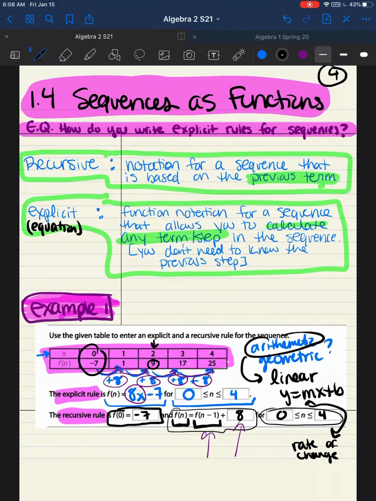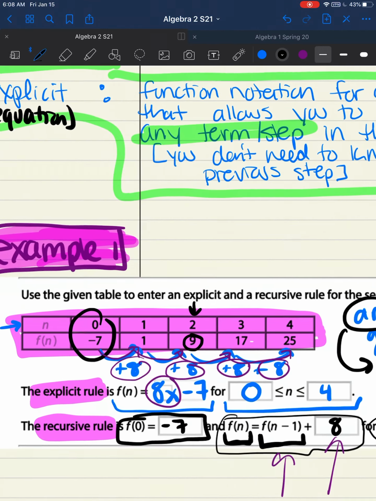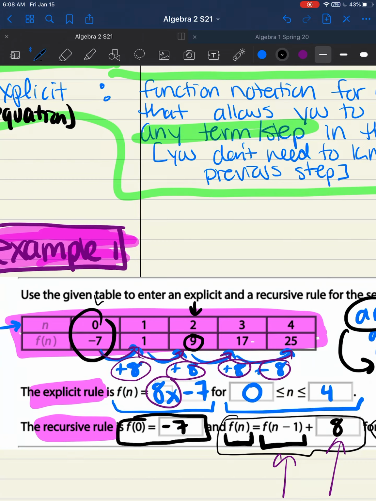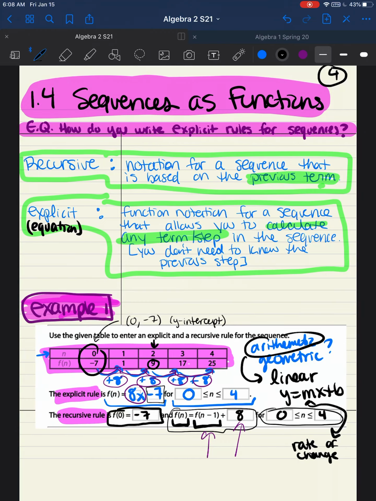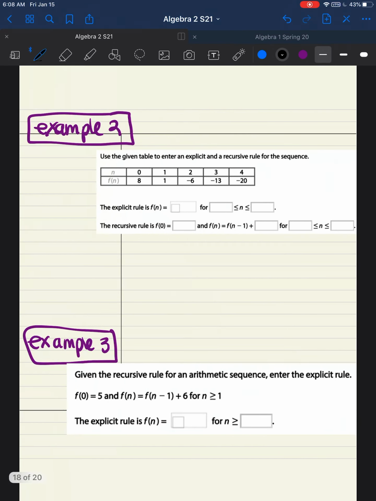So yesterday we looked at example 1, and when we wrote the explicit rule, it was very straightforward because we were given 0, 7, or negative 7, which is technically the y-intercept. So then it was very easy to come up with that value. However, if it's not given, there's a little trick to do here, and I want to make sure you know it because you're going to need it for your quiz review.